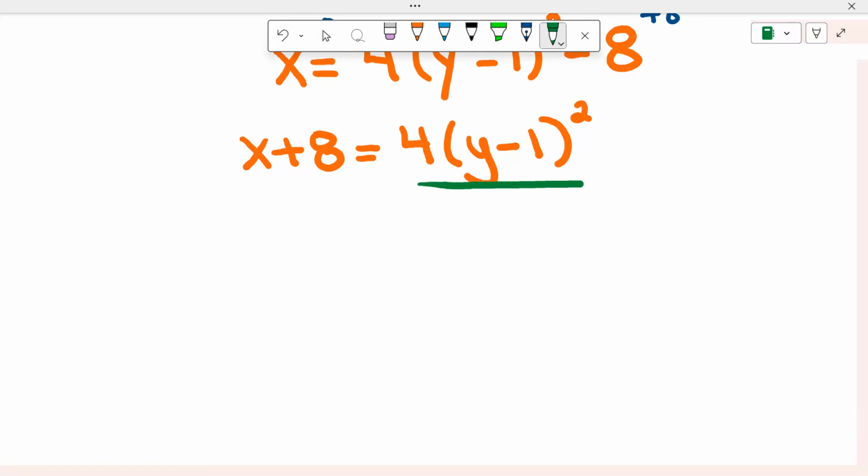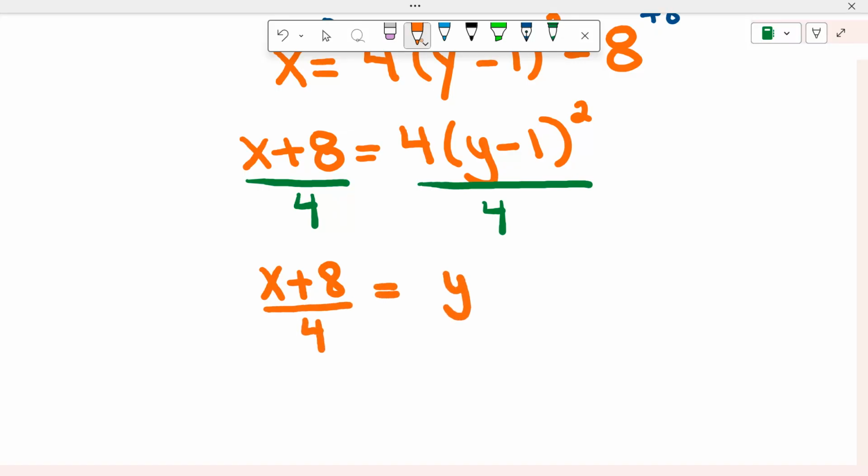So divide both sides by 4. And this doesn't divide nice, so just leave it as a fraction. If it was like a 4x plus 8, then the 4 would divide up. But since it doesn't divide into both, just leave it as a fraction. So this would be x plus 8 all over 4 equals y minus 1 squared.